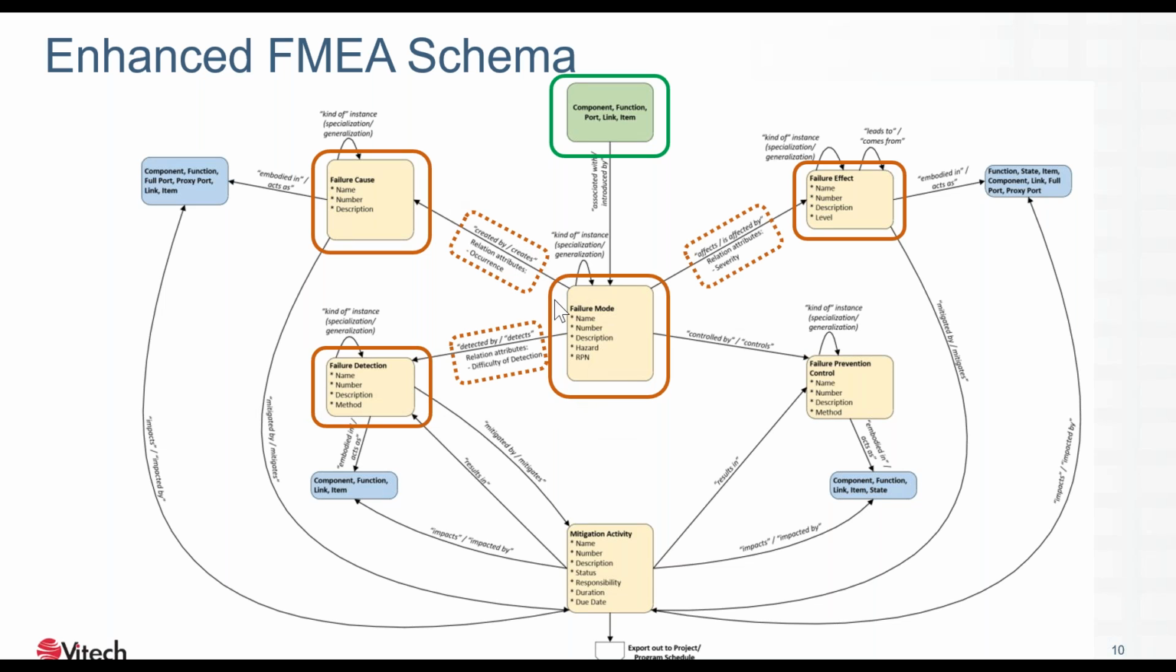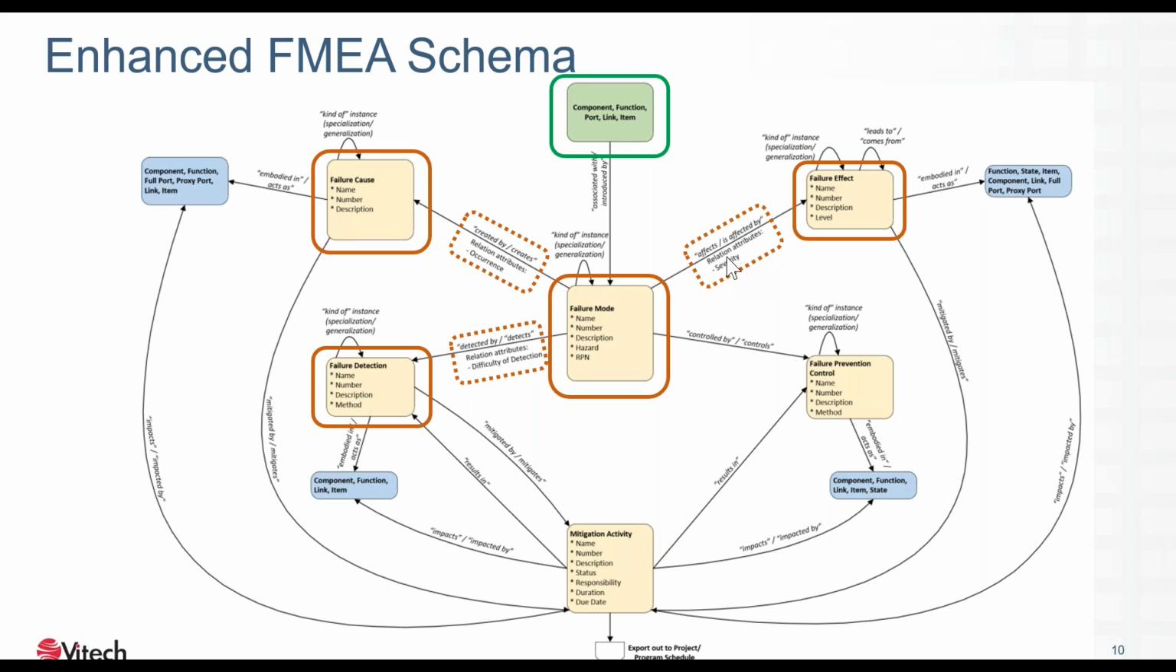Okay, and then on the relationships, for the failure cause, we have a created by relationship with the attribute of occurrence. That's where we're going to set the value for the occurrence. On the relationship between failure mode and failure detection, that's the detected by relationship, and it has the attribute difficulty of detection. And over here to failure effect, it's the effects relationship, and it has the attribute severity.